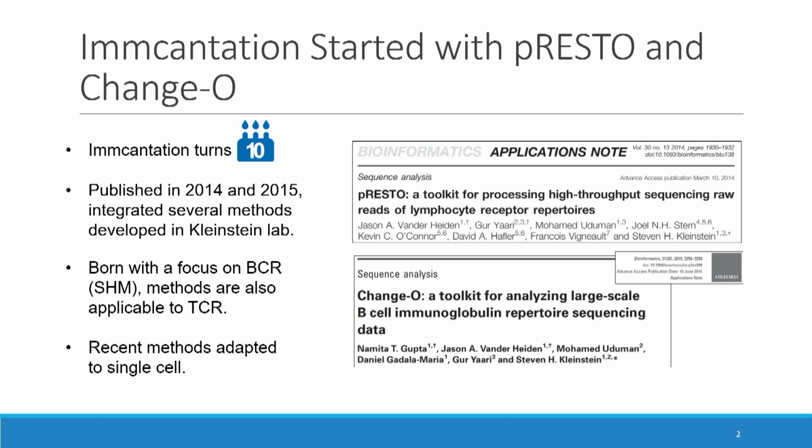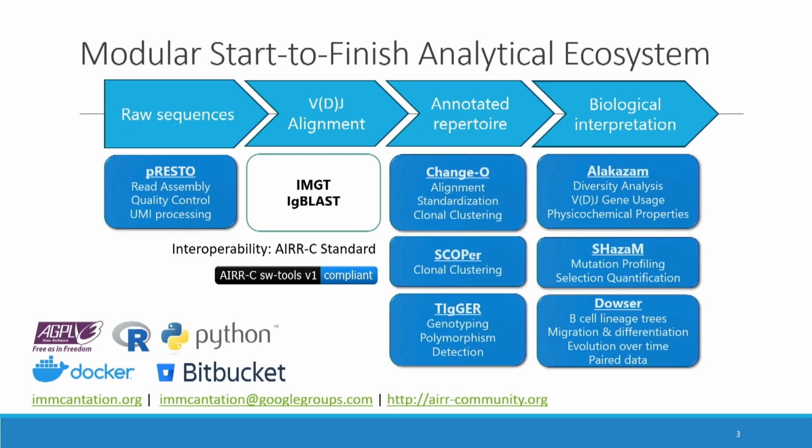So if you're looking for a framework to get started in AIRR-seq data analysis, we highly recommend you take a look at Immcantation. We were born with a focus on B-cell receptor analysis, so we have a lot of methodology for dealing with somatic hypermutations. But the core methods are also applicable to T-cell receptor analysis, and we have several groups who are using Immcantation for that as well. We have done a lot of work over the past several years to update everything to single cell, so we are compatible with single cell methods, paired heavy and light chains, as well as integration with single cell RNA-seq data sets that come along.